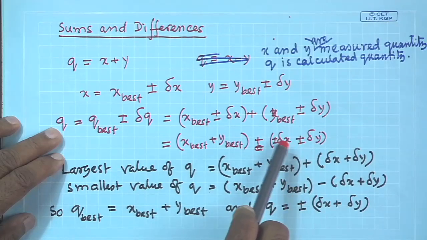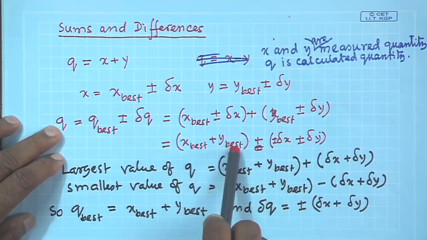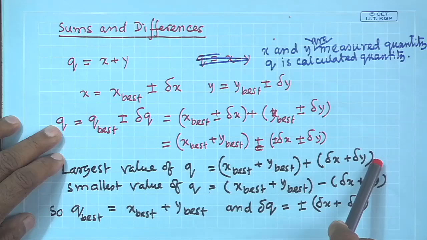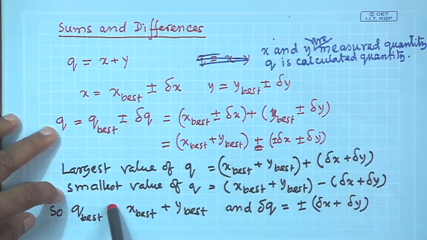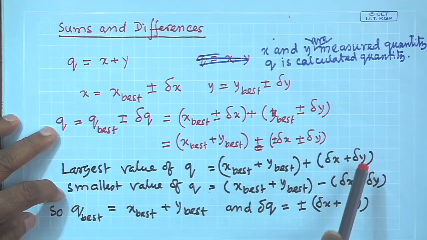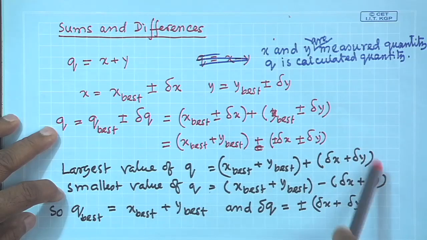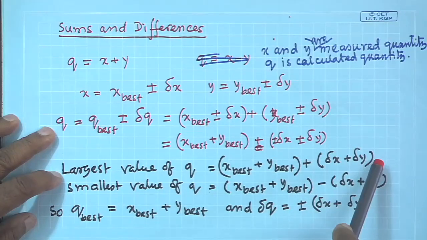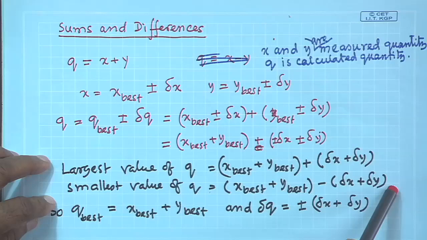So, what will be the largest value of q? This plus del x plus del y, right. And what will be the smallest value of q? This plus this minus of q, del x plus del y. So it can be del x minus y, it can be minus del x plus y. So there are 4 possibilities. Out of these 4 possibilities, the largest value will be this and the lowest value will be this.